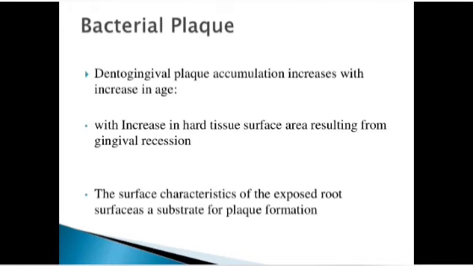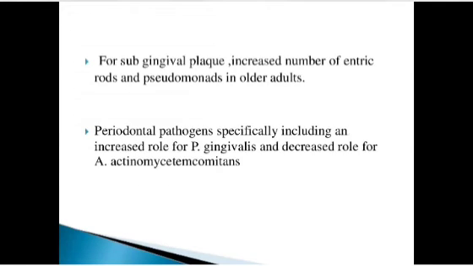Then bacterial plaque: dentogingival plaque accumulation increases with increase in age, with increase in hard tissue surface area resulting from gingival recession. The surface characteristic of the exposed root surface serves as a substrate for plaque formation. For subgingival plaque, there is an increased number of enteric rods and pseudomonas in older adults. For periodontal pathogens, specifically there is an increased role for P. gingivalis and decreased role for Aggregatibacter actinomycetemcomitans.